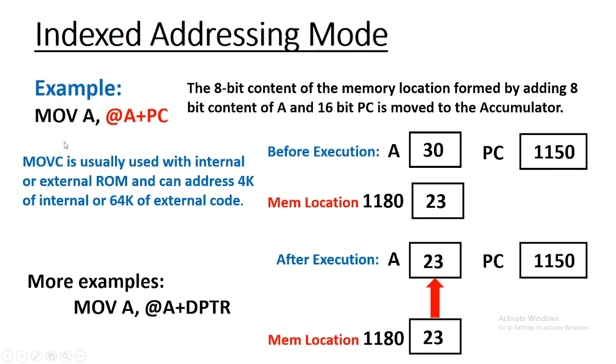More examples could be move A comma @A plus DPTR. PC is used to fetch the content from the external ROM, whereas DPTR is used for fetching the content of external RAM. For external as well as internal ROM, PC is used. So this instruction is mostly used with internal and external ROM, which can address 4K of internal or 64K of external code. So this is all about the addressing modes of the 8051.